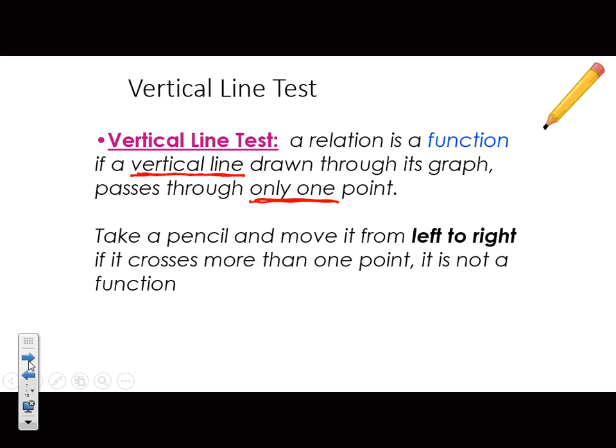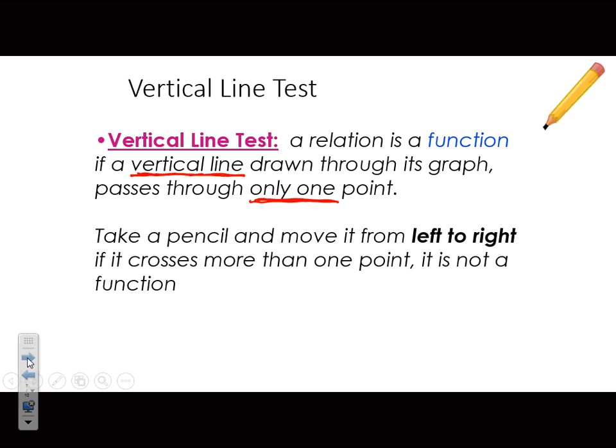So in order to do this, we're going to take a pencil and move it from left to right. If it crosses more than one point, it is not a function. So have this written down in your notes, please. I'm going to go over 3 examples. You don't have to put any of these in your notes, but I do want this part right here to be in your notes.